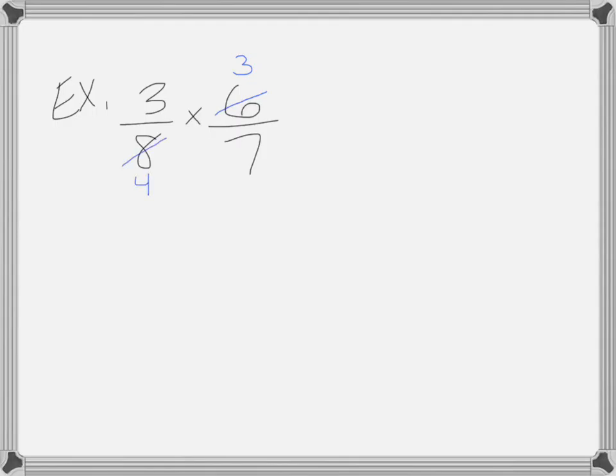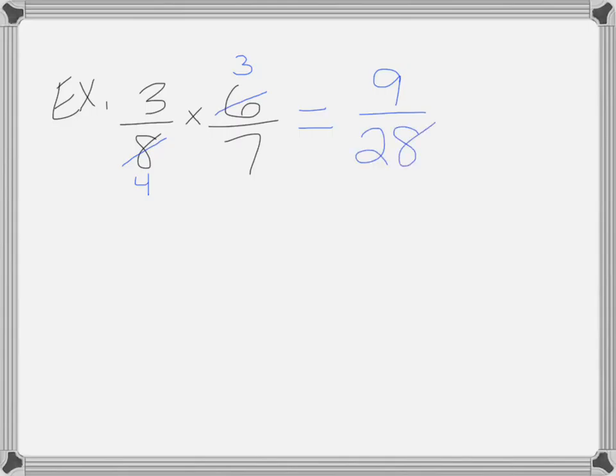Now look at the 3 and 7 that are diagonal from each other. There's nothing that divides into both 3 and 7 besides 1, and that won't help us. So we'll leave that alone. Now that we've reduced diagonally, we multiply the tops. 3 times 3 is 9. Multiply the bottoms. 4 times 7 is 28.